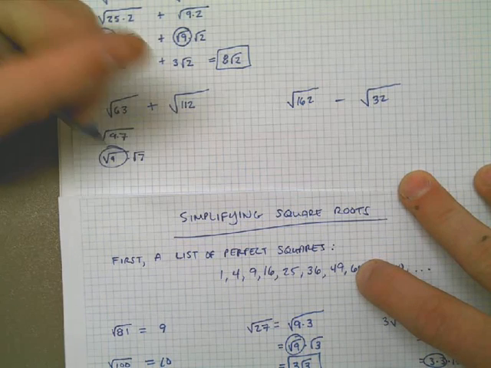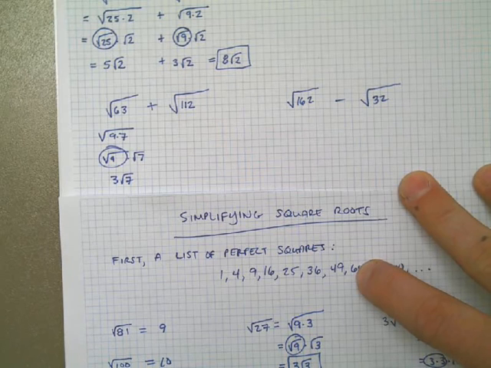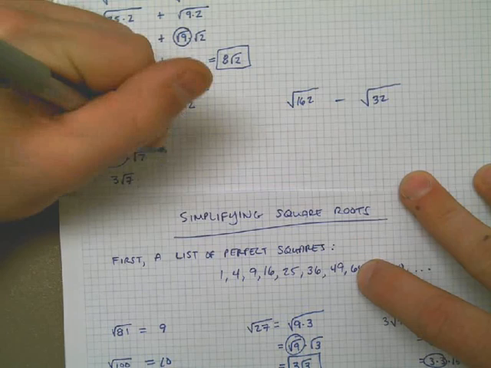And the reason that's important is because I know the square root of 9, that's 3. So I really have 3 square roots of 7 over here on the left. Now let's go do the same thing with the 112.